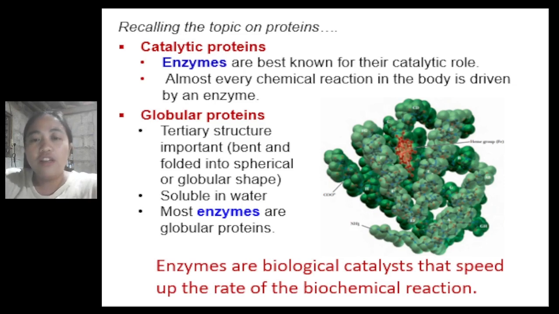The important characteristic of an enzyme is that it is a globular protein. This is because of their tertiary structure: they are bent and folded into a spherical or globular shape. Because they are globular, the hydrophilic part is on the external part, while the hydrophobic part is in the internal part of the enzyme, and so they are soluble in water. Again, enzymes are biological catalysts that speed up the rate of a biochemical reaction.